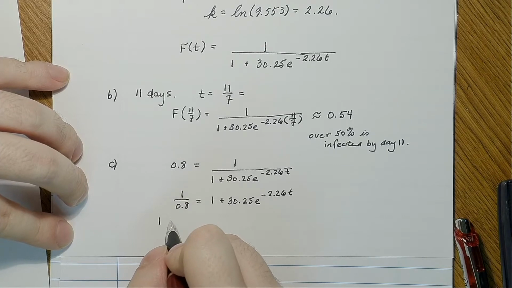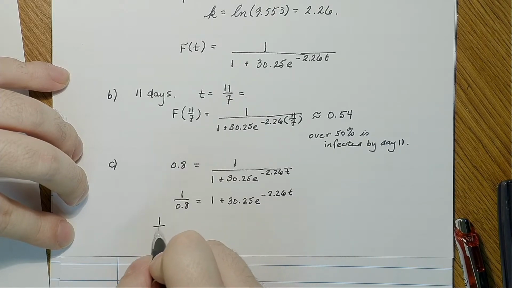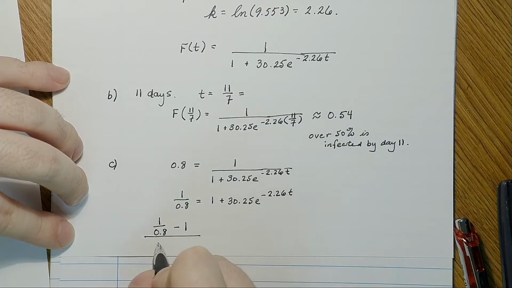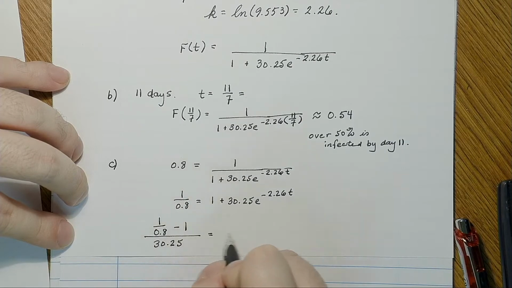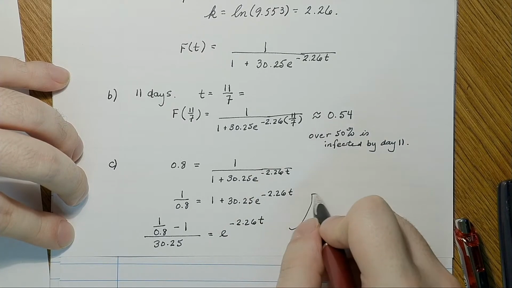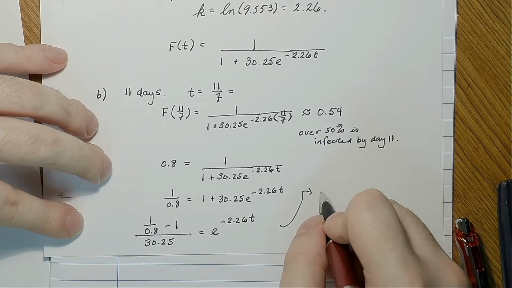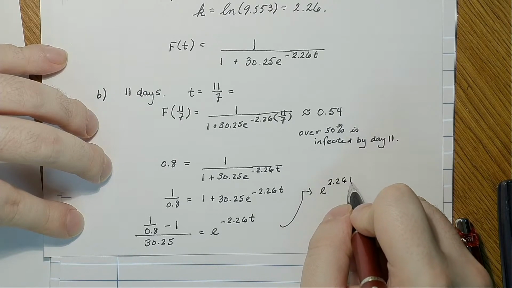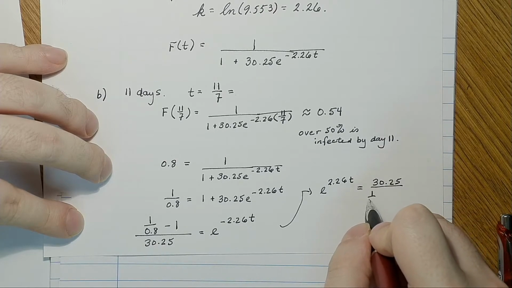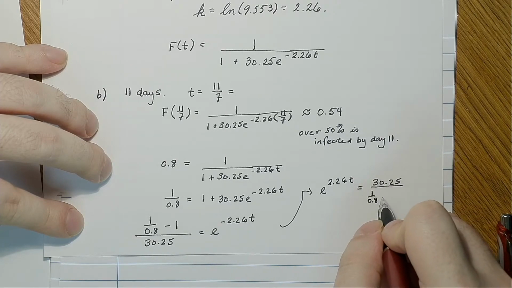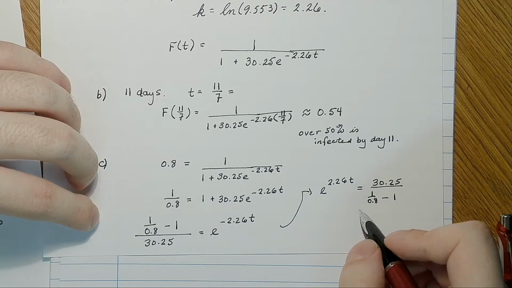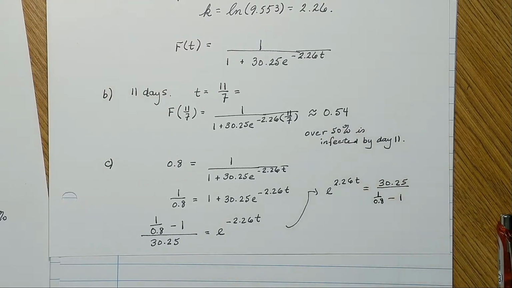I'll have 1 over 0.8 minus 1, divided by 30.25, equals e to the minus 2.26 t, which means then that e to the 2.26 t, I'm just going to flip it, equals 30.25 over 1 over 0.8 minus 1. We're still not finished yet.